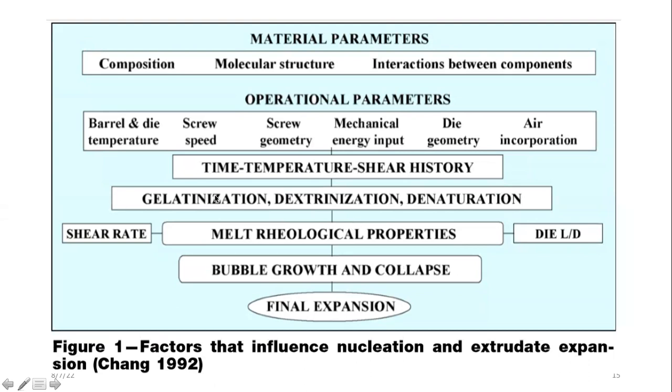And you know gelatinization, dextrinization, denaturation, all these things. And rheological properties, shear rate, die length and diameter ratio of the die, right? And bubble growth and collapse. Bubble growth means water molecule growth and air incorporation rate, expansion rate, all these factors. So, what are the theories of them in industry extruded food products?